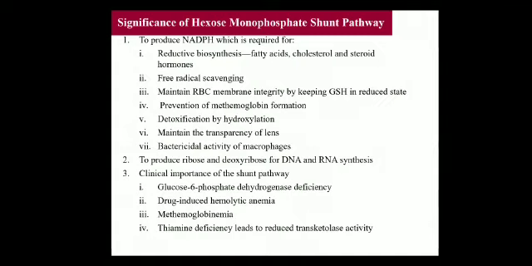The second is to produce ribose and deoxyribose. So why ribose and deoxyribose? For nucleic acid synthesis. Nucleic acids are your DNA and RNA.